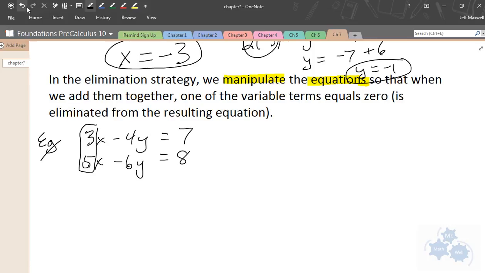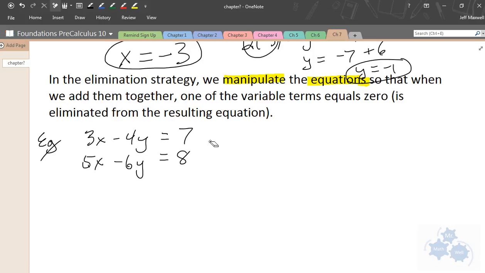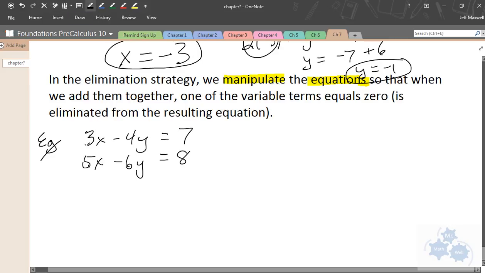Now, the question then is, how do we manipulate? What do you mean, Mr. Maxwell? How do we manipulate? Well, what we can do is we can rearrange the terms so that we kind of line them up. That's a good idea to do, as I've mentioned. So these are all lined up. But the other thing we can do is we can multiply or divide the equations or the coefficients of the equations. So we can express this as multiples.